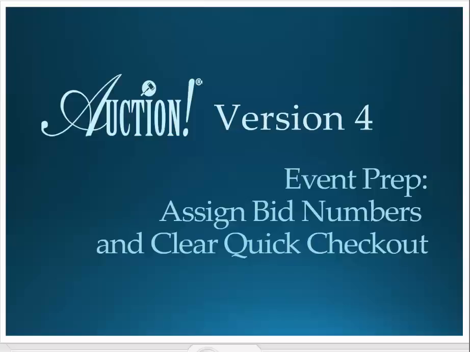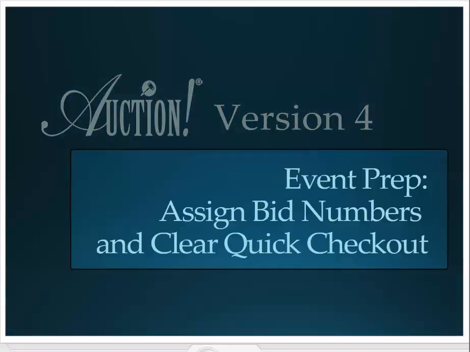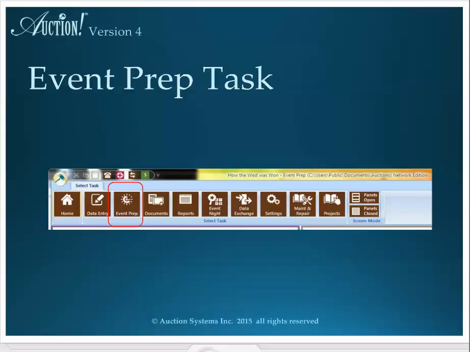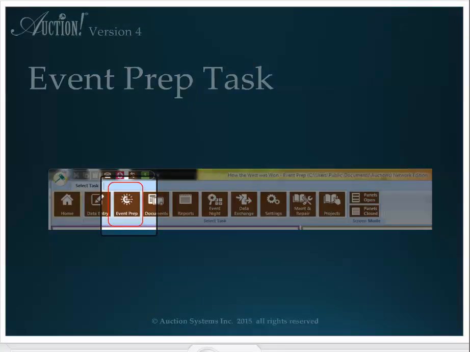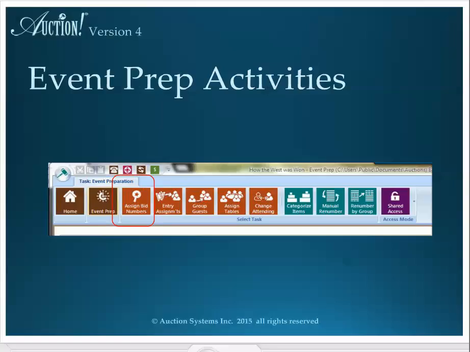This video is an explanation of the Assign Bid Numbers and Clear Quick Checkout activity in the Event Prep task. To get to the Event Prep area, click the Event Prep button on the Home Task ribbon. To assign bid numbers to multiple name records, click Assign Bid Numbers.